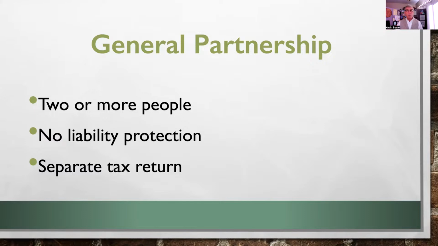Okay, so a general partnership: two or more partners, and it's a separate entity, a pass-through entity. It provides no liability protection, and as a result, you'll have a separate tax return that the general partnership has to prepare. Now, like with a sole proprietor, the general partnership can carry insurance to protect the partners. That all still holds, but the entity itself does not provide liability protection.